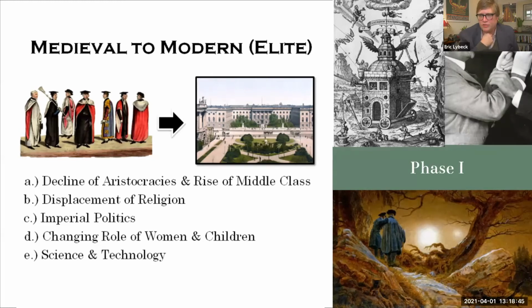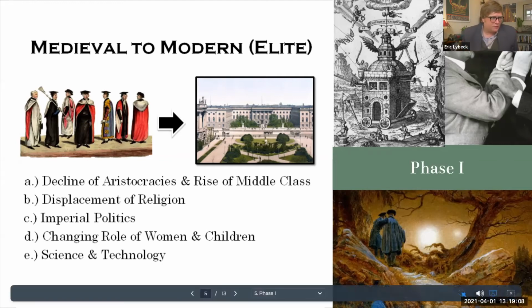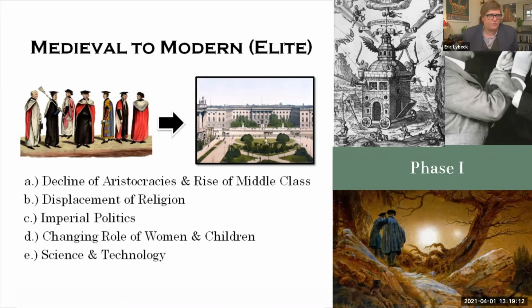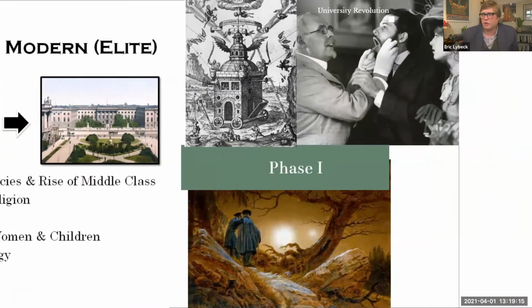haven't listed here. But the five I think are most important are the decline of aristocracies and the rise of the middle classes, the displacement of religion as the center of the university and the curriculum, imperial politics, and the changing role of women and children alongside science and technology. So what I can do now is just briefly go through some of these causes to say what I think was going on here.